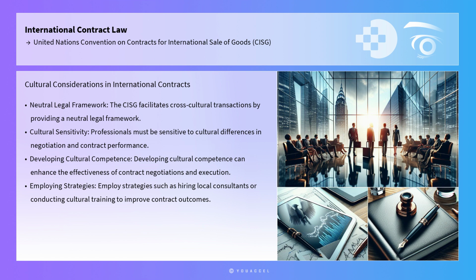The importance of cultural considerations in international contracts cannot be overstated. The CISG facilitates cross-cultural transactions by providing a neutral legal framework, but professionals must also be sensitive to cultural differences in negotiation and contract performance. Developing cultural competence and employing strategies such as hiring local consultants or conducting cultural training can enhance the effectiveness of contract negotiations and execution.